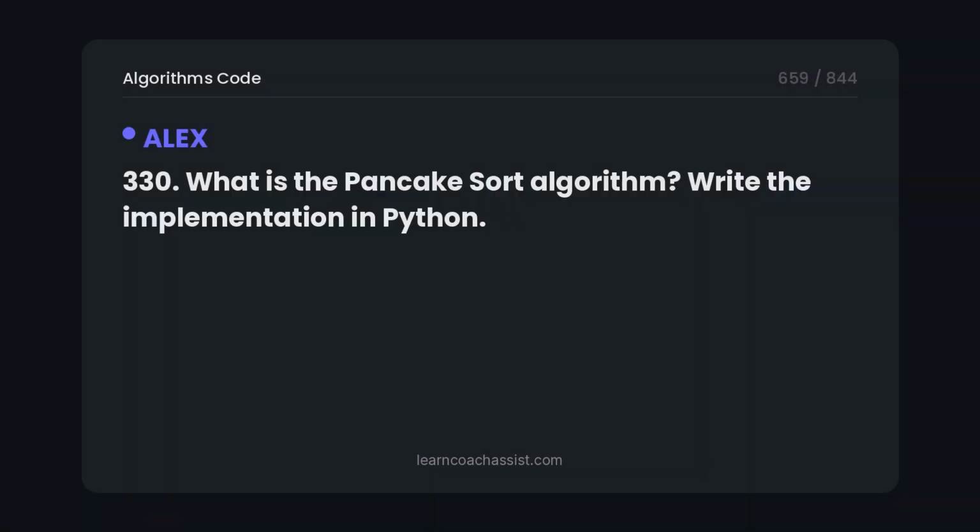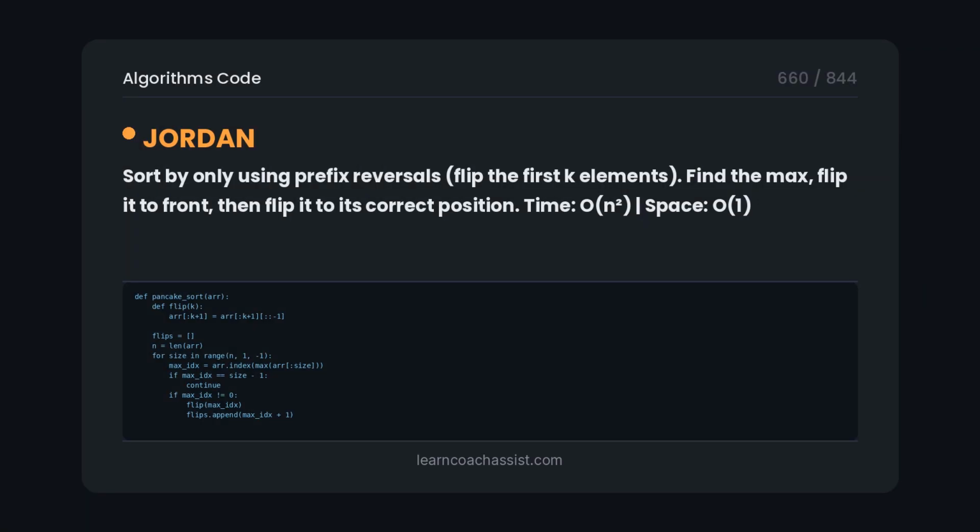330. What is the pancake sort algorithm? Write the implementation in Python. Sort by only using prefix reversals. Flip the first k elements. Find the max, flip it to front, then flip it to its correct position. Time O(n^2), space O(1).